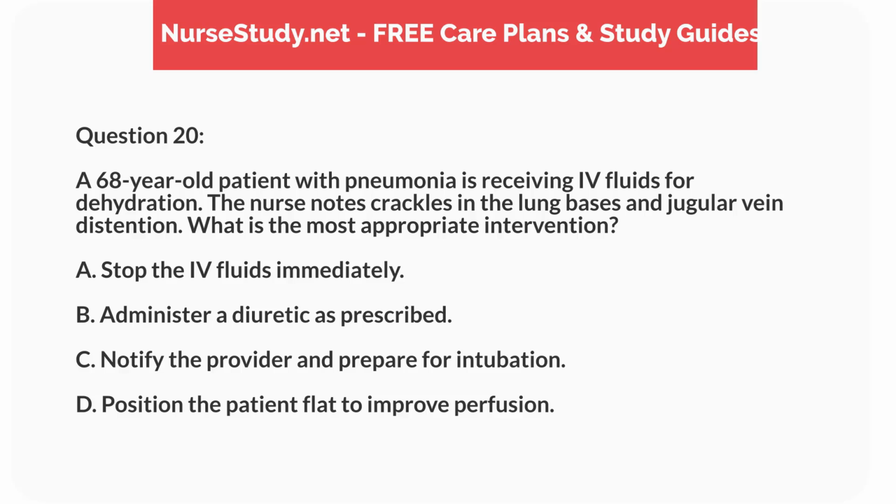Question 20. A 68-year-old patient with pneumonia is receiving IV fluids for dehydration. The nurse notes crackles in the lung bases and jugular vein distension. What is the most appropriate intervention? A. Stop the IV fluids immediately. B. Administer a diuretic as prescribed. C. Notify the provider and prepare for intubation. D. Position the patient flat to improve perfusion.